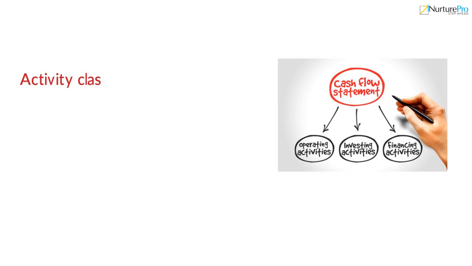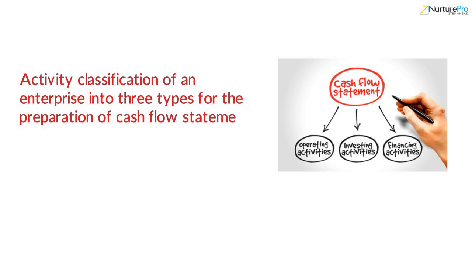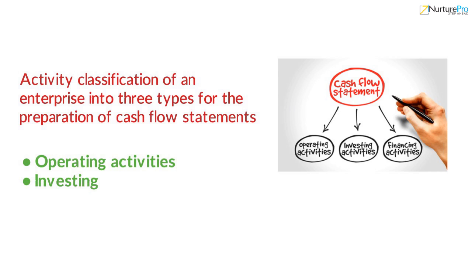We have to classify activities of an enterprise into three types for the preparation of cash flow statements, mainly operating activities, investment activities, and financing activities, and finally present their aggregate impact on the overall cash position of the entity.